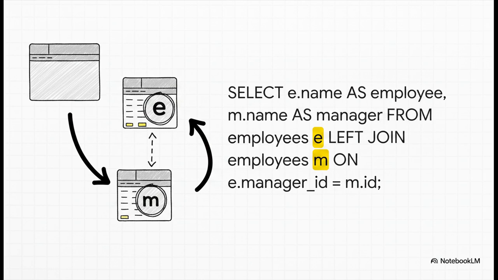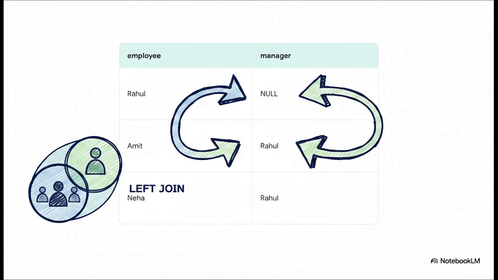And here's where the magic happens. The trick, and you can see it right there in the query, is all about using aliases. We're basically telling SQL to pretend our employees table is actually two different tables. We'll call one E for employee and the other one M for manager. Then it's just a simple left join, matching the employee's manager ID to the manager's ID. So clever.